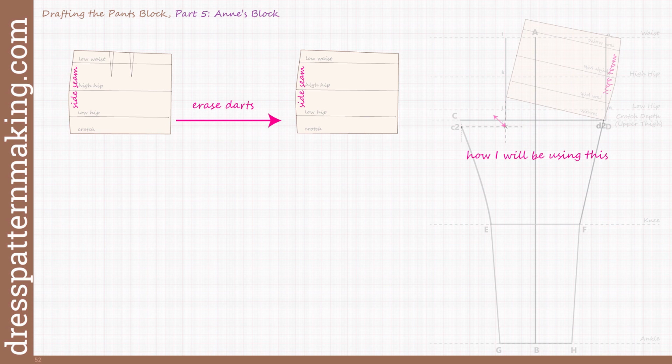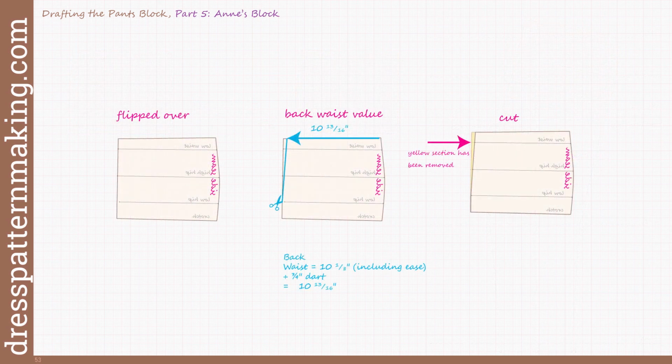If you're doing this, when you turn it upside down, you won't see the darts, you'll see the notches on the edge, and you do want to ignore those notches. So the front waist darts are not relevant for the back. So firstly, I've flipped it over vertically. I still have the waistline on top and the crotch line at the bottom.